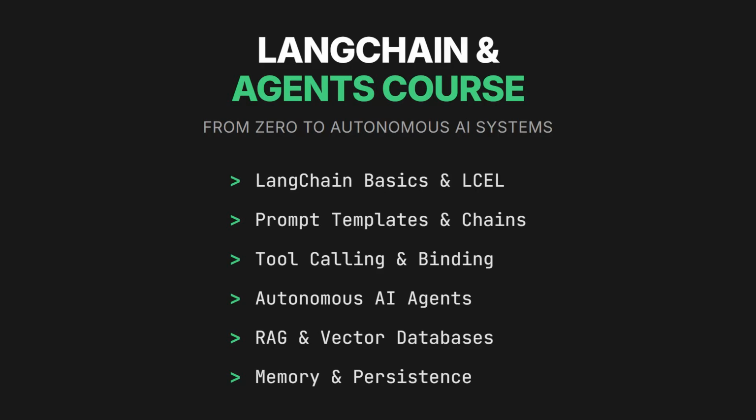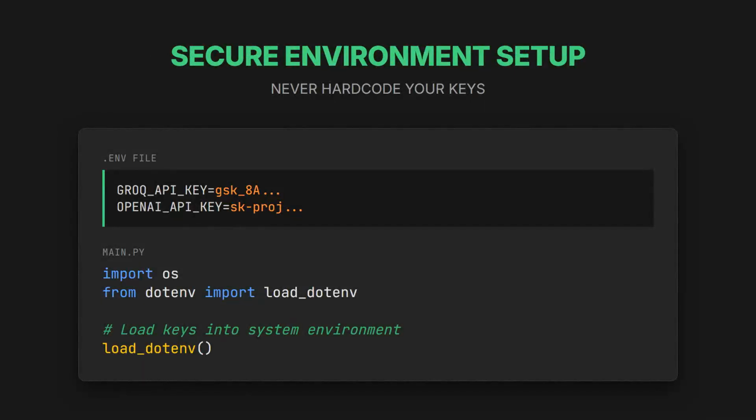Let's get started. Great! Now that we're ready to start, let's look at the most critical part of any AI application, security or environment setup. You should never, ever hard-code your API keys directly into your Python scripts. It is a huge security risk. Instead, we use a .env file.